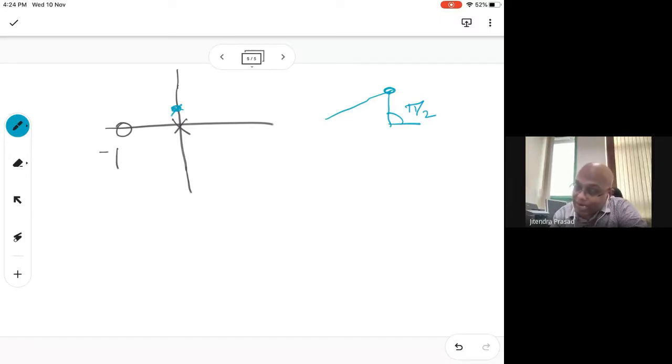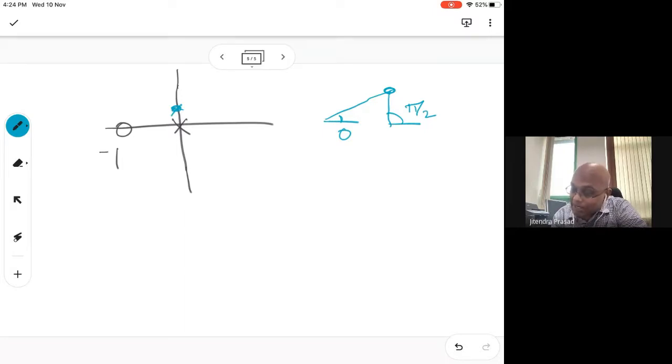And what is the angle this is making? What is the angle this is making? So this point is very close to this point. Yeah, so that means the angle making is 0. So this is basically 0 angle. So total, this is like this.